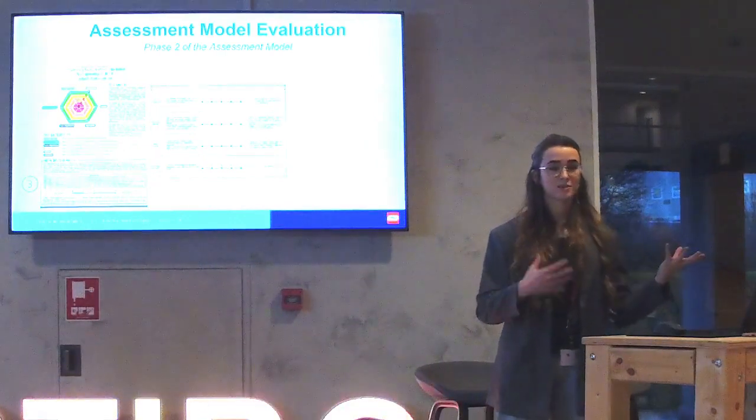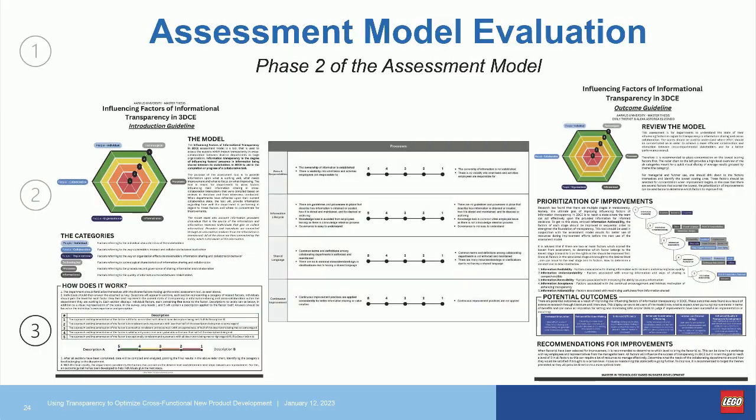So we had the best case and worst case scenario for each factor, and then participants would rate themselves on a scale of 1 to 5 between those two different scenarios. And we also made this outcome guideline, which gave better guidance into how I go forward after I've assessed myself.